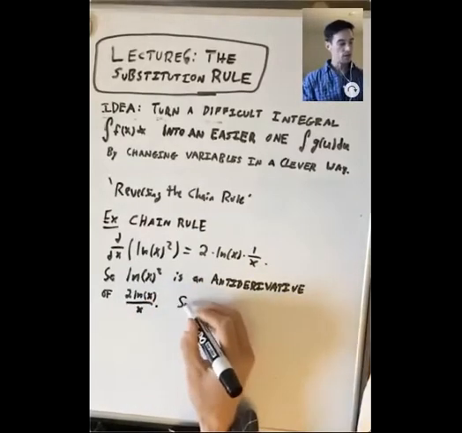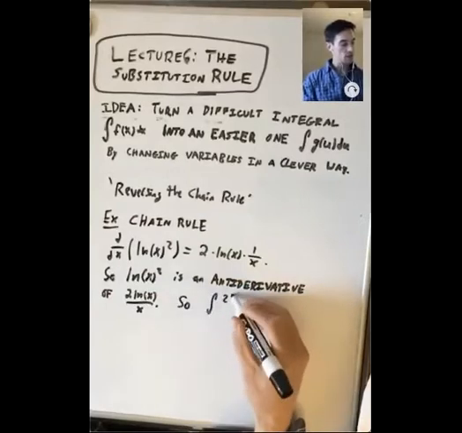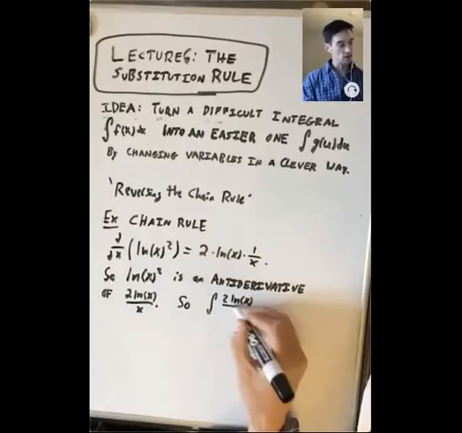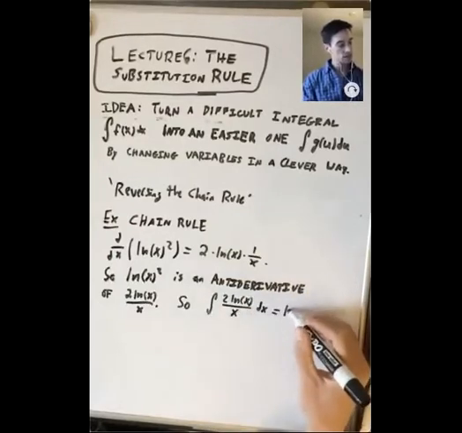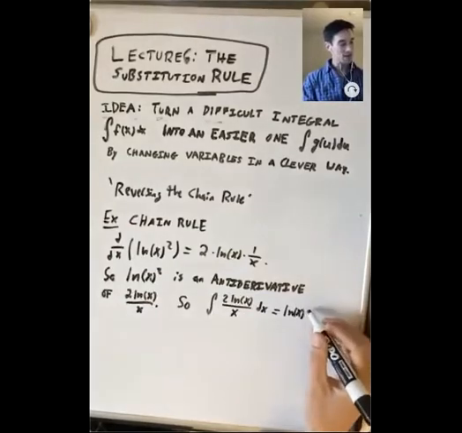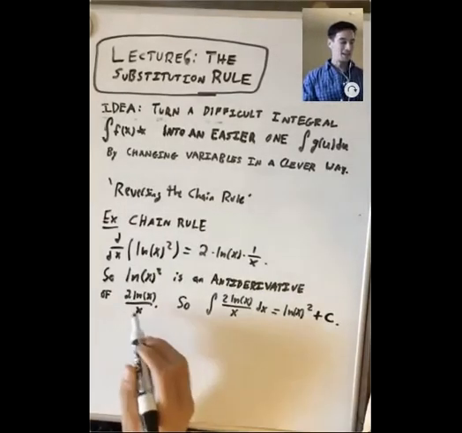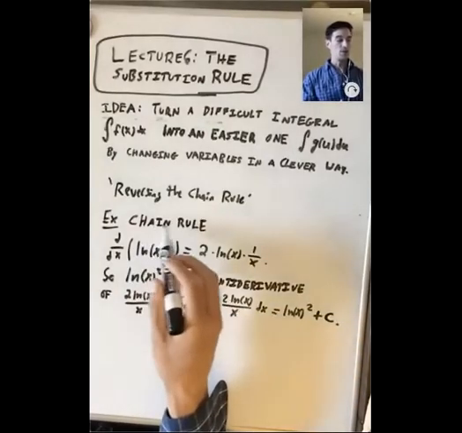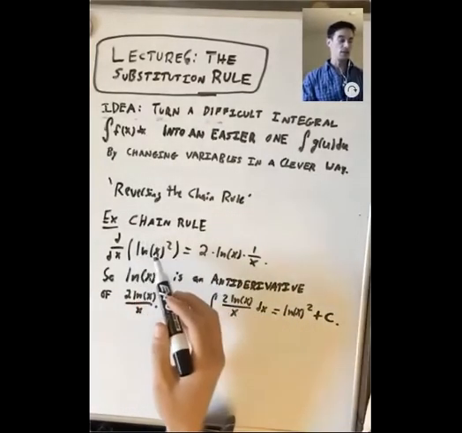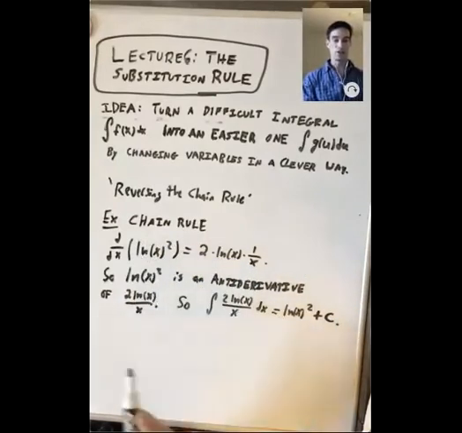So using the notation of indefinite integrals, the integral of 2 natural log of x over x dx is equal to natural log of x squared plus c. Okay, so this is an integral that we now know how to compute, because when you do the chain rule, you can check that the natural log of x squared is an antiderivative of this function.